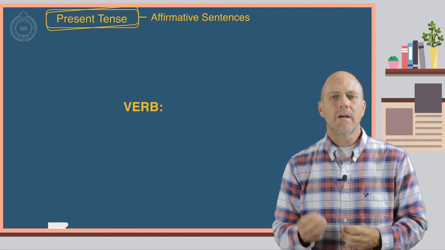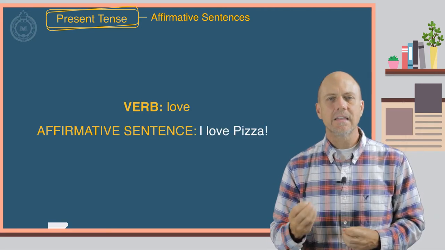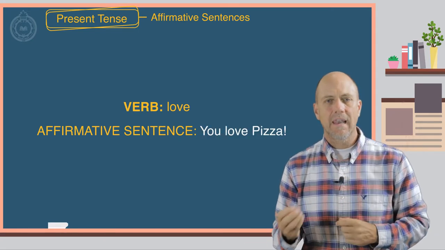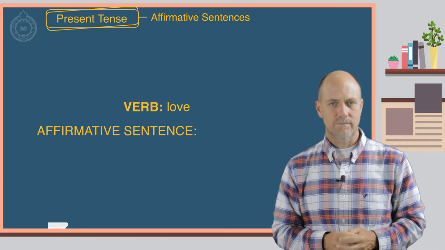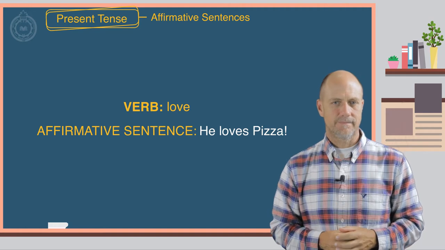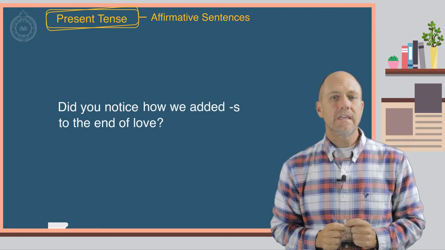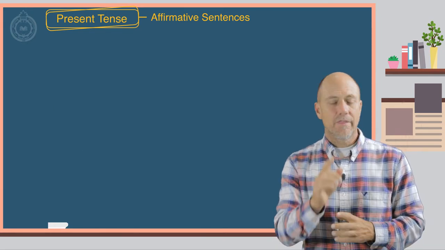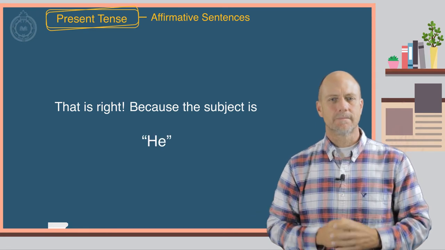Let's take the verb love. The affirmative sentence, I love pizza. You love pizza. He loves pizza. Did you notice how we added S to the end of love? Do you remember why? That is right, because the subject is he.